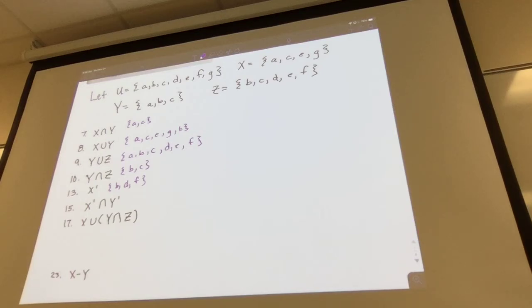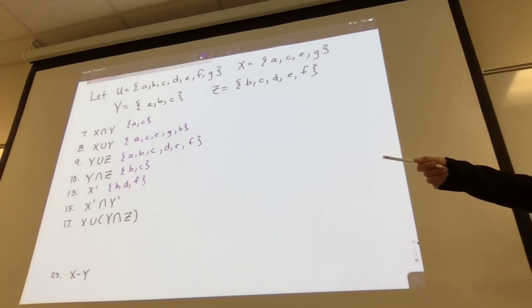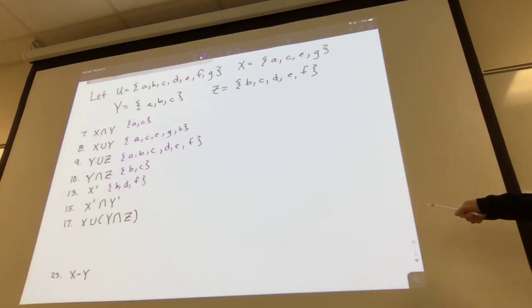All right, so the next part, now we're going to do a couple of operations in one. For 15, we're going to do the X prime. Then we're going to come over to the right and do Y prime. After we get those two sets worked out, then we'll take the intersection of them. So try not to do too much at one time. So we'll do X prime. X prime we just calculated, so I'll copy it down. B, D, F. That's X prime.